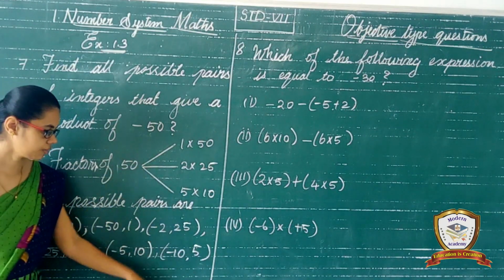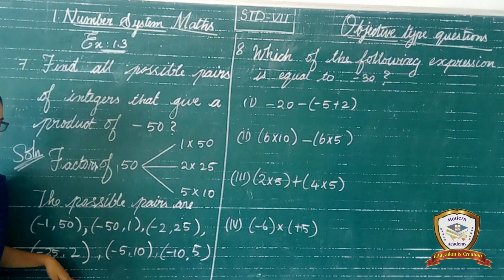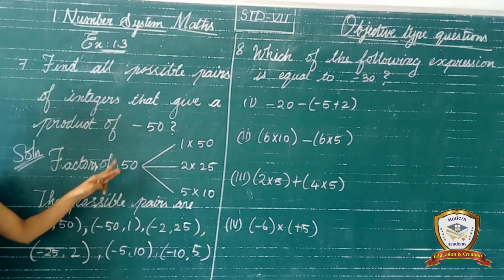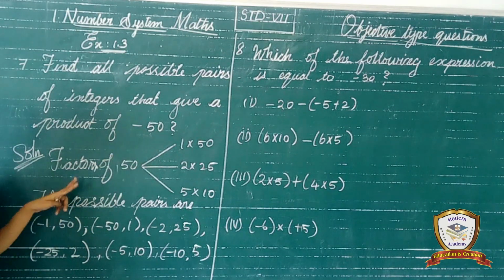Okay, so have you understood this? These are the possible pairs of minus 50. We have to find the product, which means the answer will come minus 50. Can you understand this? Shall we move to the next one?